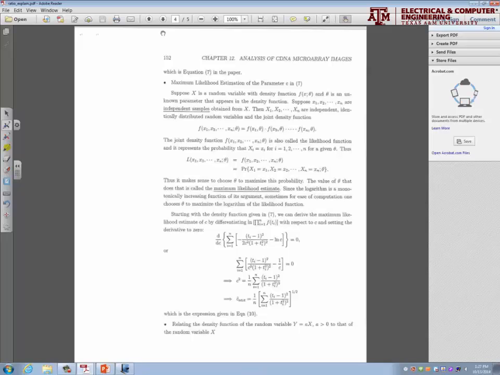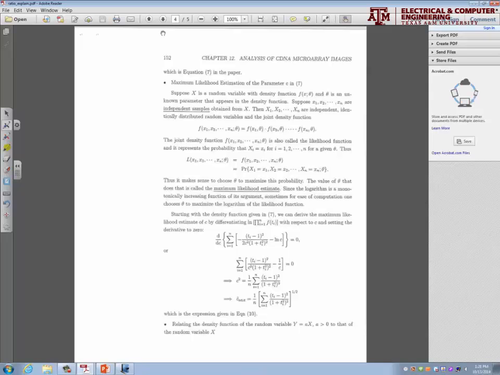Suppose, based on this probability density function, you are getting samples x1, x2 up to xn. These are independent samples or measurements obtained from x. Then x1 through xn are independent, identically distributed random variables, and the joint density function will be the product of the individual densities. The joint density function, f of x1, x2 up to xn and theta, is also called the likelihood function.